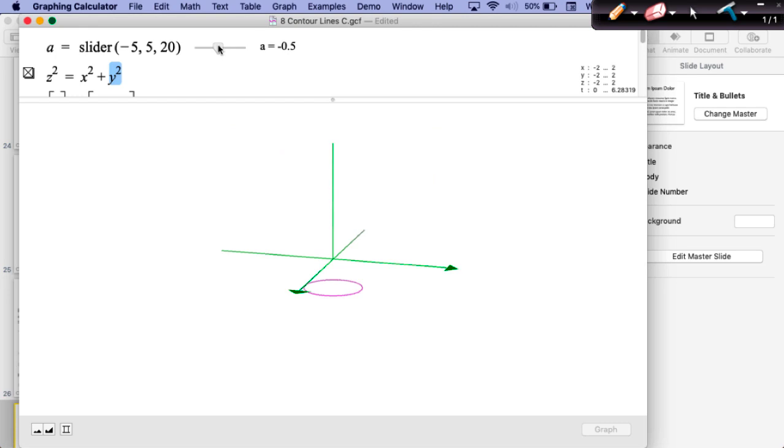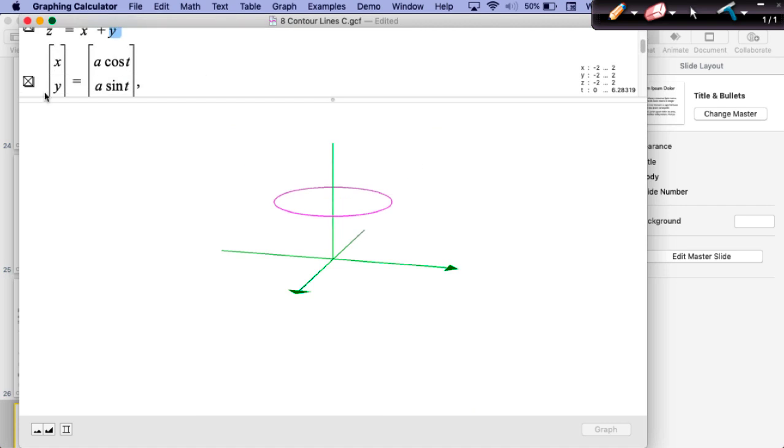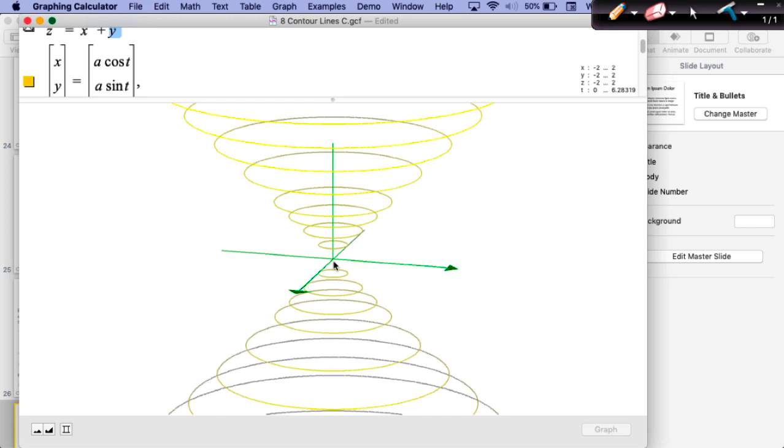And then what about negative z values? Do they work? You get those same circles again for negative z values because they get squared. So this one does live below the z-axis. So what do we get? Here's a bunch of those level curves.